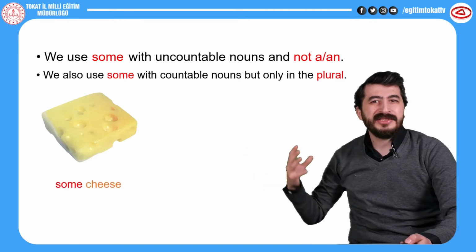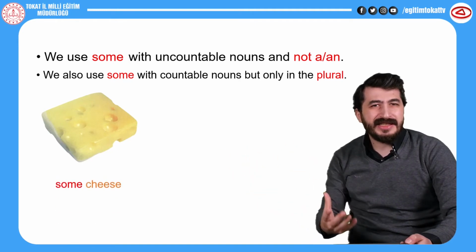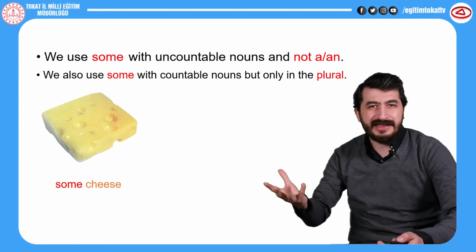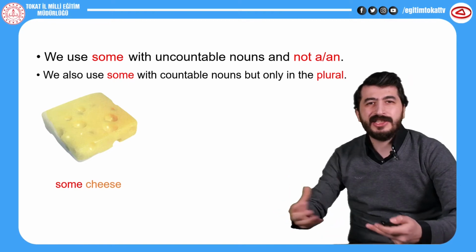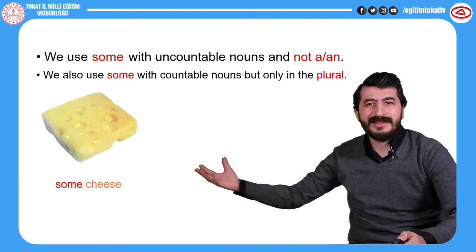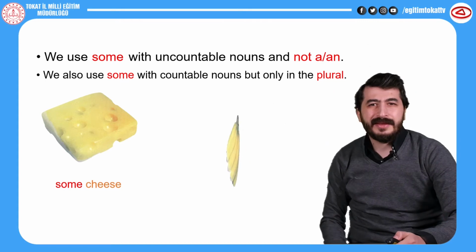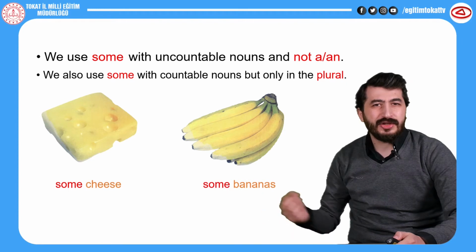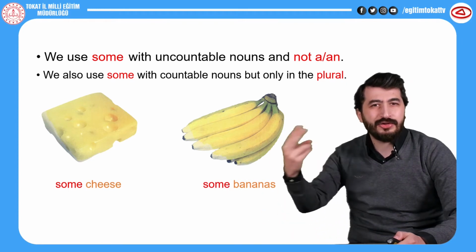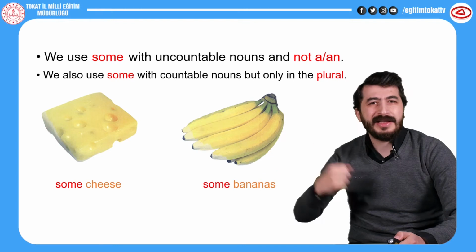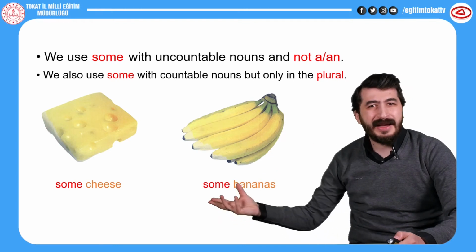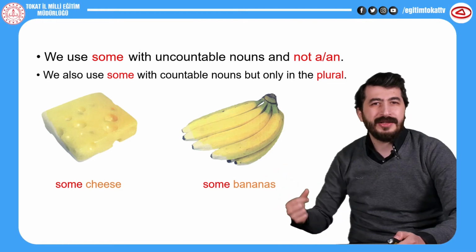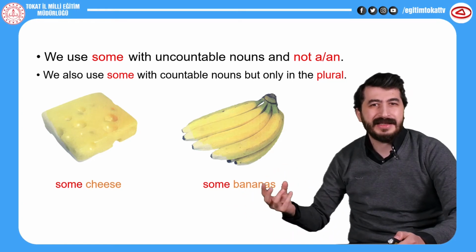Cheese. Some cheese. Cheese is uncountable, so we can't say some cheeses. No. Cheese, not countable. 1 cheese, 2 cheese? No. We have some cheese. Here, bananas. Bananas, plural, so countable. 1 banana, 2 bananas, 3 bananas you can use, and some bananas you can use. For 1 or 2 you can say some bananas.